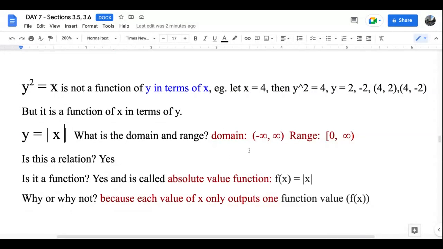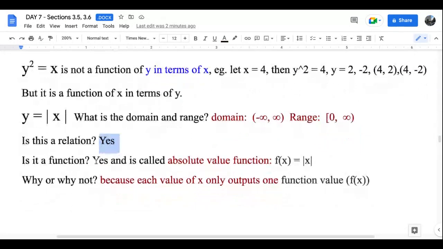So what is its domain? Its domain can be all real numbers. What is its range? Its range is from 0 up. We use a bracket because 0 is in the range, right? x can be 0. The absolute value of 0 is 0. The absolute value of negative values becomes positive values. So the range is positive numbers and 0.